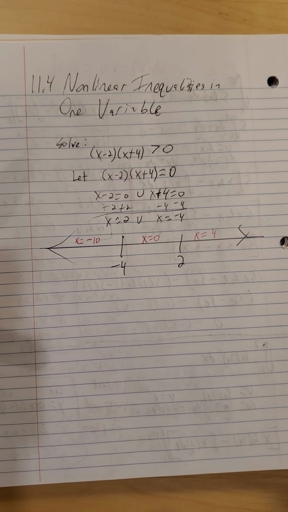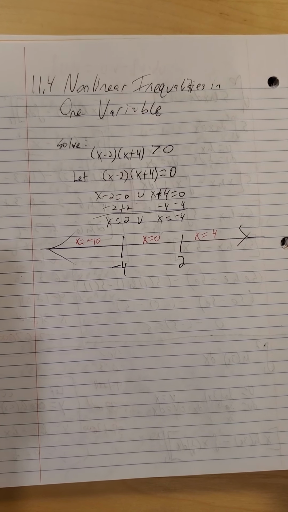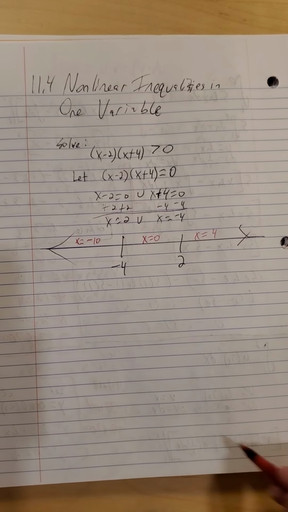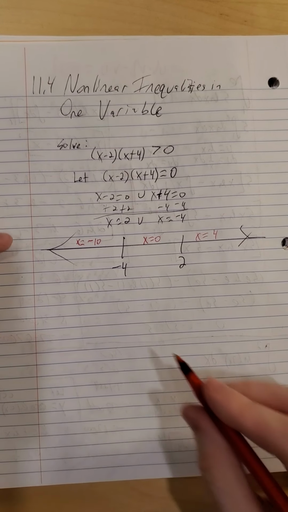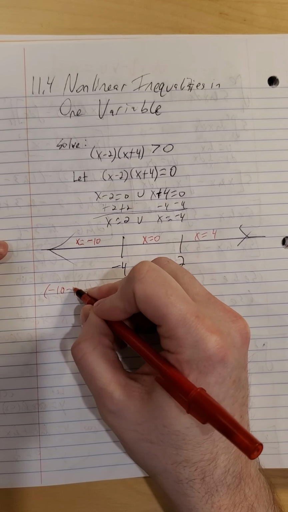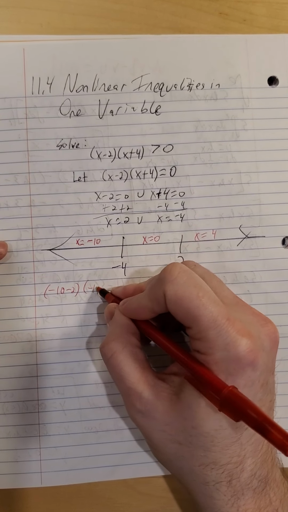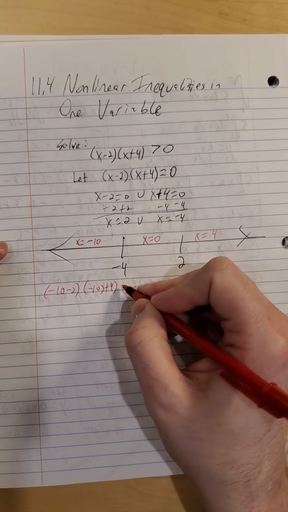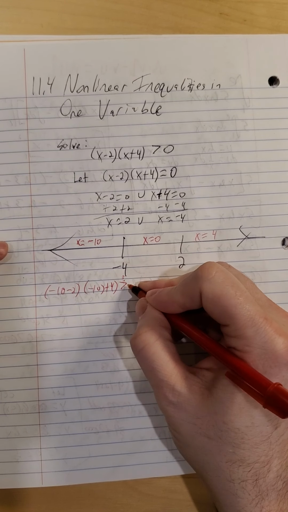So when we test them out, we always plug them into the original inequality. If they work, shade that section. If they don't work, don't shade the section. Okay, so negative 10 minus 2 times negative 10 plus 4. And we want to know, is that greater than 0?